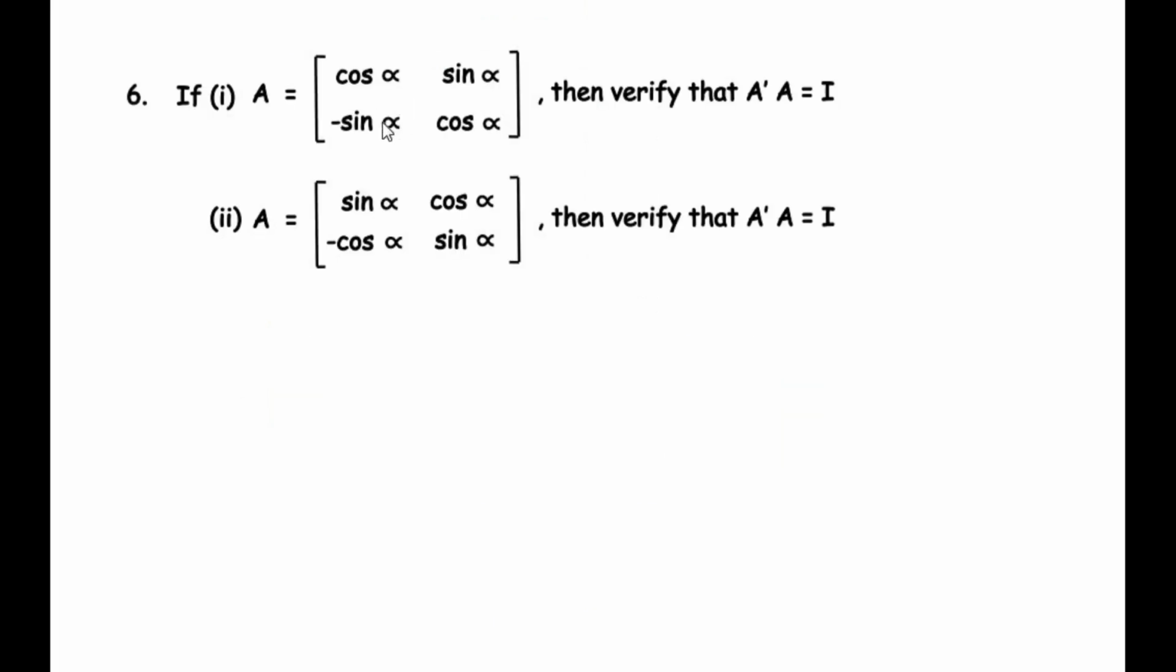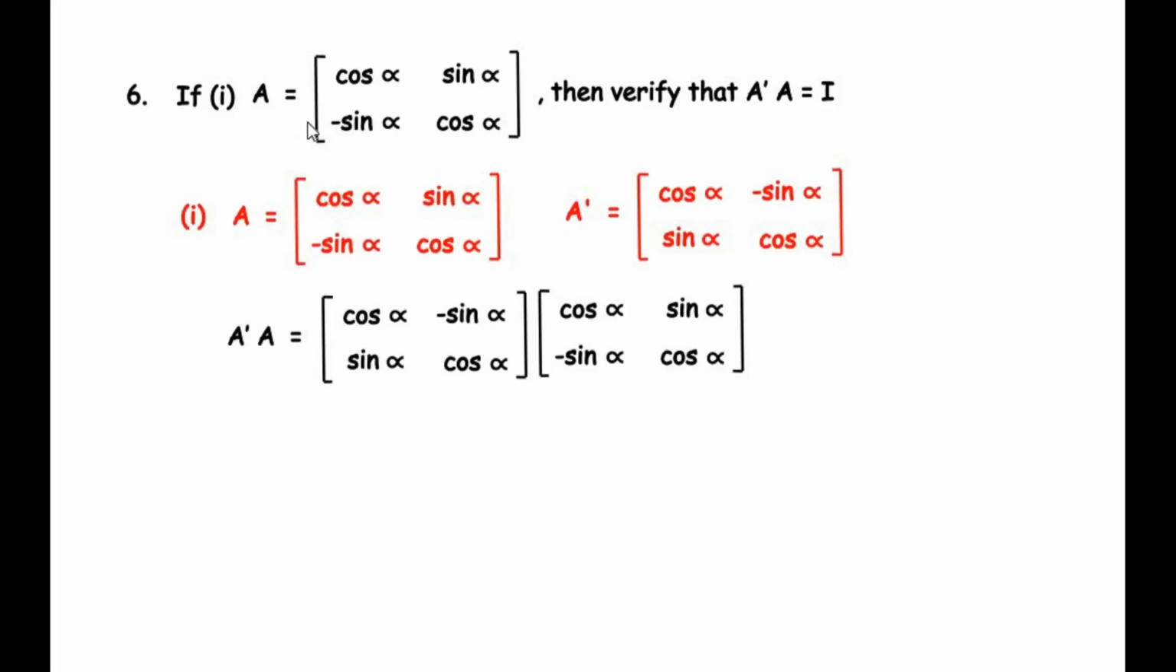If A is a 2 by 2 square matrix, then verify that A transpose times A is equal to identity matrix. Now in this question we have two sub-questions and we have to prove exactly the same thing, that is A transpose times A is equal to identity matrix. So let us start with the first sub-question.